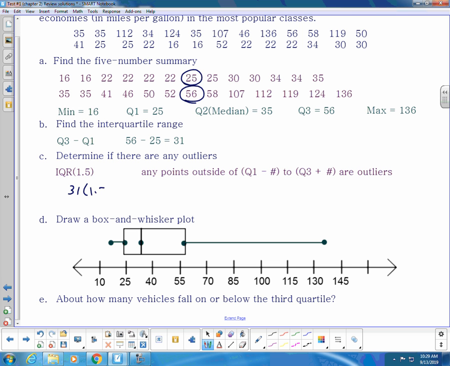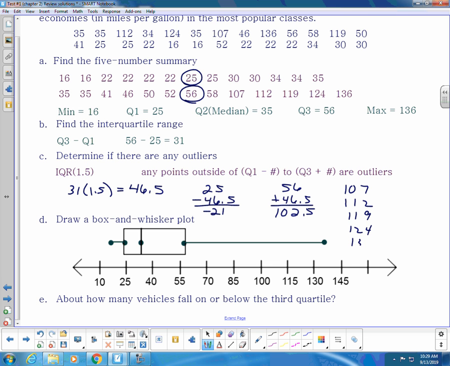31 times 1.5 is 46.5, is that correct? And then Q1 is 25 minus 46.5, which is going to put me in the negatives. So that doesn't count. And then Q3 is 56 plus 46.5, so 102.5. So anything above 102.5 is an outlier. So there's a lot of outliers. Okay.